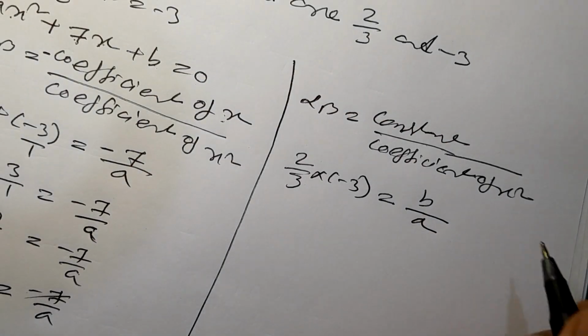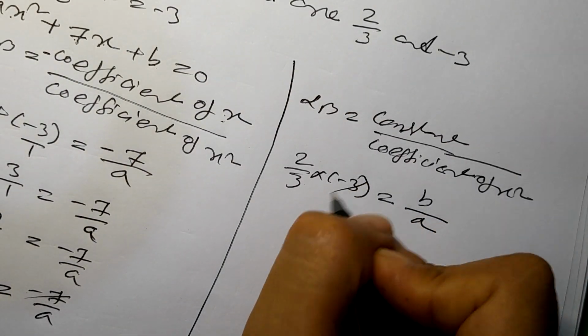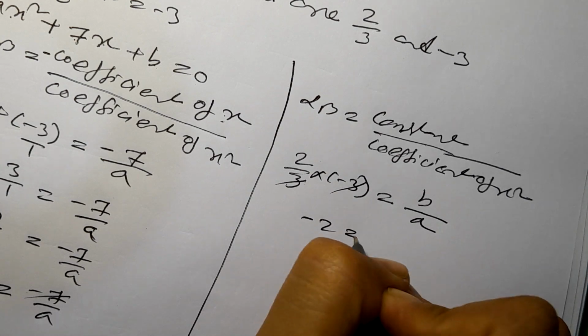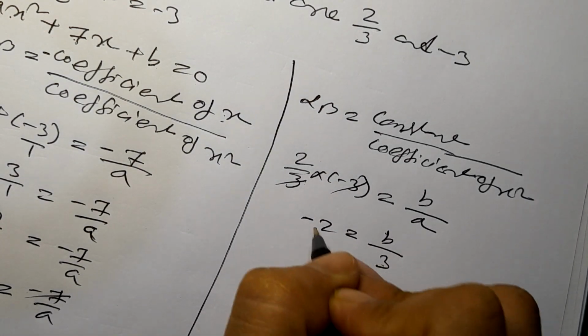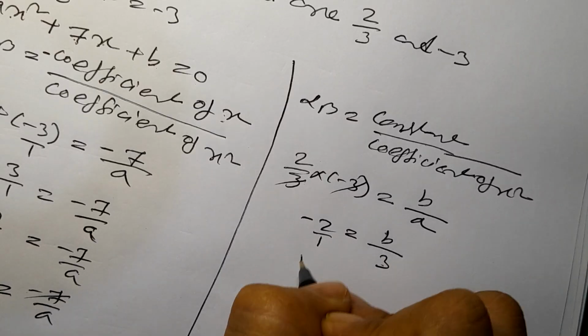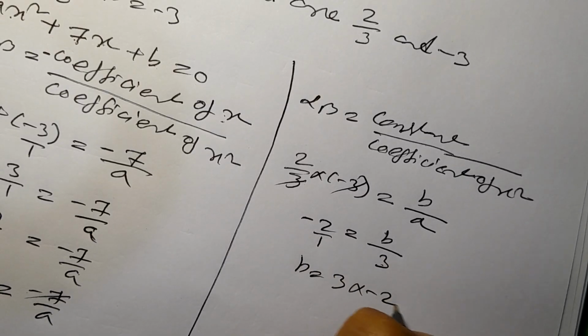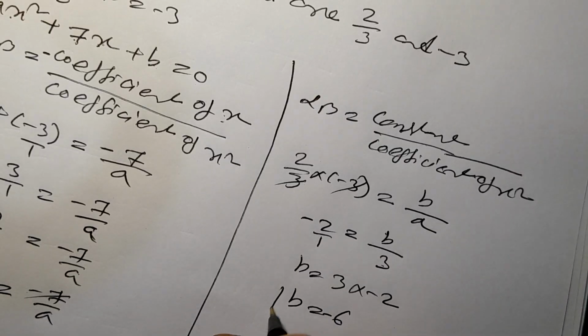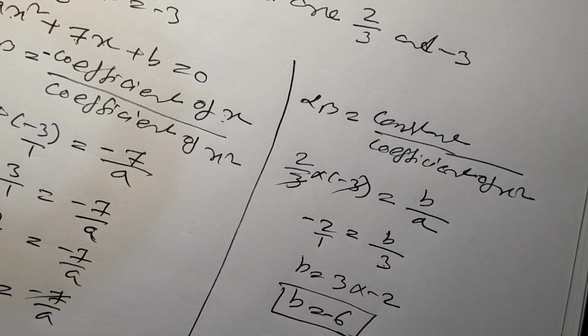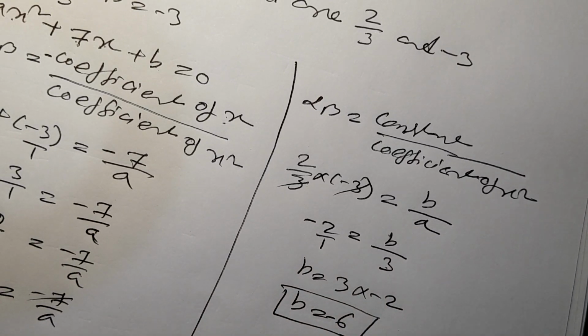We have the value of a, that is 3. You can put it. So 3 and 3 will cancel. It will give -2 equal to b divided by a, and a is how much? 3. So it will be cross multiplication. So b equal to 3 into -2. So it will give b equal to -6. We got the value of a and we got the value of b. Come to the next question.